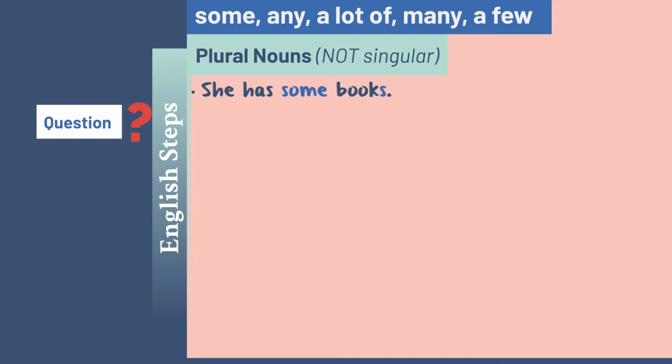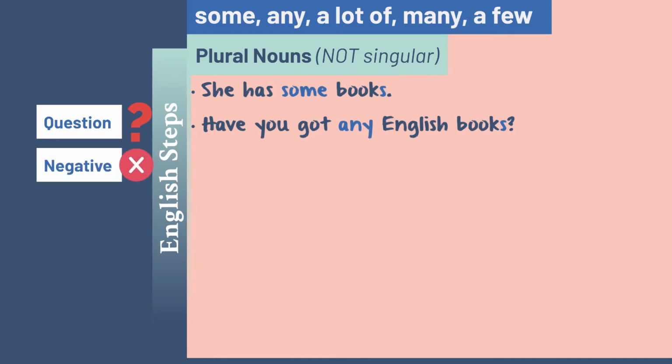In questions, we usually use the word any. For example, have you got any English books? We also use the word any in negative statements. For example, I don't have any Spanish books.